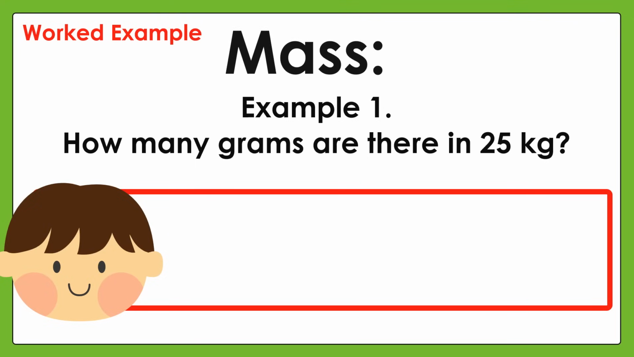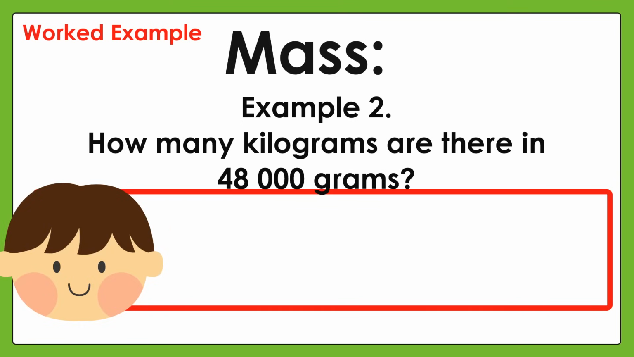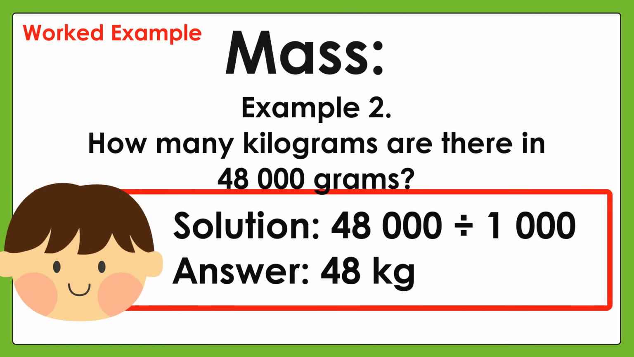Worked example. Mass. Example number 1. How many grams are there in 25 kilograms? Solution. 25 times 1,000. The answer, 25,000 grams. Example number 2. How many kilograms are there in 48,000 grams? Solution, 48,000 divided by 1,000. The answer, 48 kilograms.